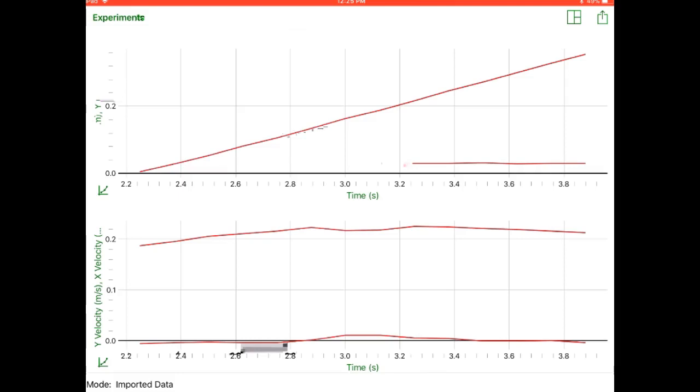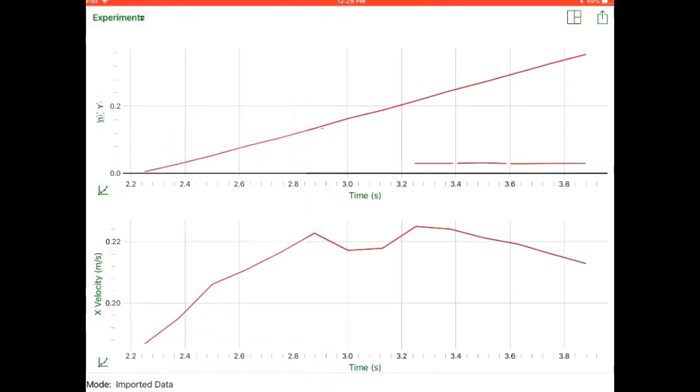Now going to the bottom graph, we can do the same thing, but these are velocities this time. So I'm going to uncheck the y component velocity, which means I should only then have the x component velocity. Now right now you may be scratching your head because you're thinking, well, I used the constant velocity car, which means the velocity should stay constant. And right now it definitely doesn't look like it's constant.